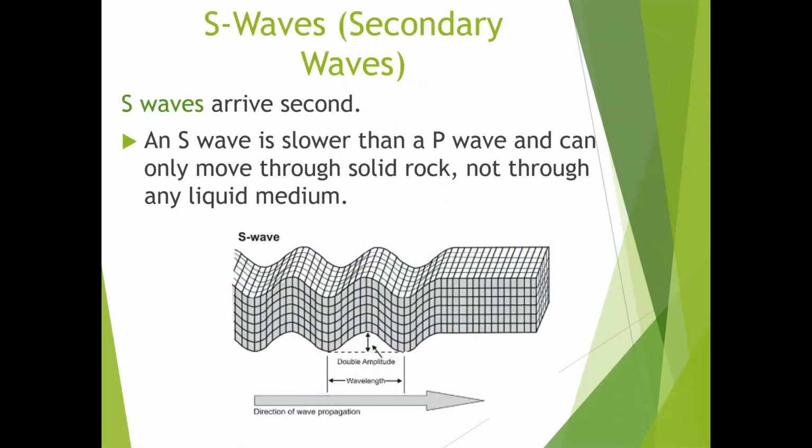S waves, or secondary waves, are going to arrive second. An S wave is slower than a P wave, and it can only move through solid rock. It's not going to move through any liquid medium. So as we move along in the unit, it's good to remember P waves and S waves. Remember, P waves are going to arrive first, and S waves are going to arrive second. This is important when you're reading a seismograph, so make sure that you are remembering P waves arrive first, and then those S waves arrive second.